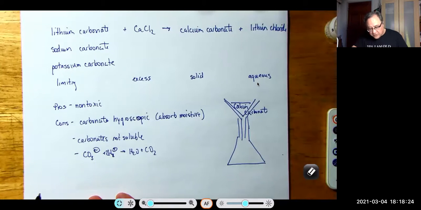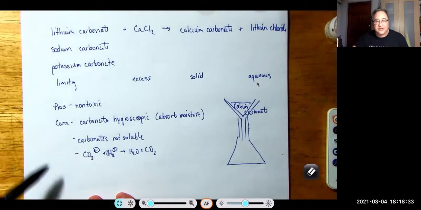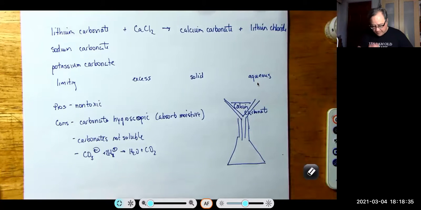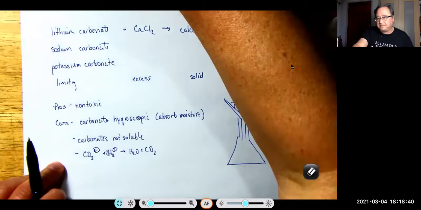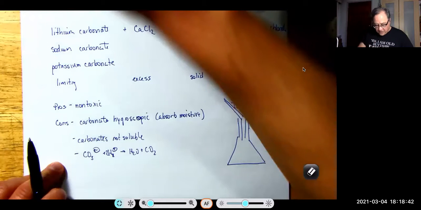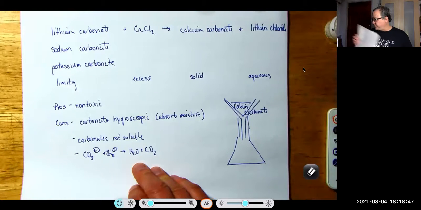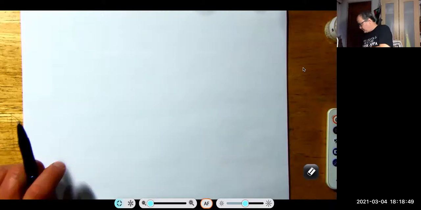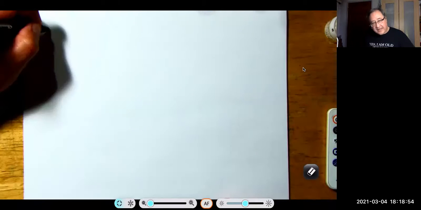So there's a number of cons with this way of doing it, but the non-toxic pro overweighs all the cons since we're doing this in our kitchen. Fair enough? We don't want to harm anyone in the experiment. Okay. So what is the procedure for doing this? Well, the first thing you want to do, I would say, is you want to dry your carbonate.